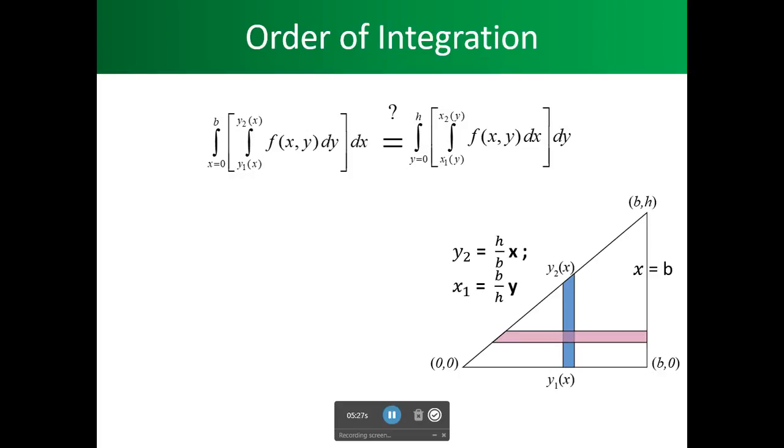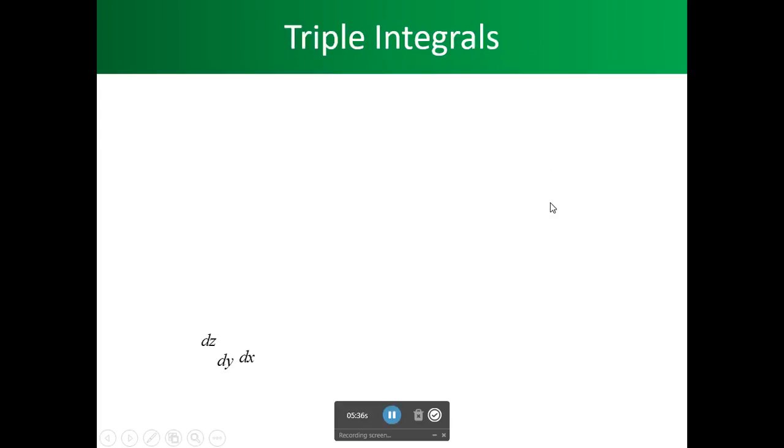Now I hope we have a better feel of this dy dx as it relates to the area when we do double integration. Again, let's look at our dy dx. This is going to give us our area. And then we're going to do a dz. It's going to be like a cylinder that goes up.